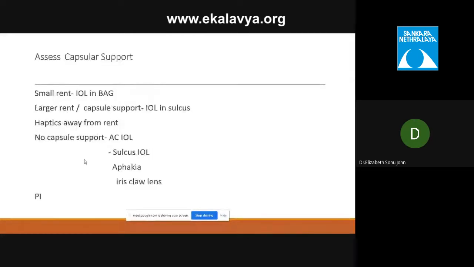Next, assess the capsular support. So you have done a cortical wash, and then you see if it's a small rent, central rent, there is no vitreous disturbance and all, you can put the IOL in the bag.